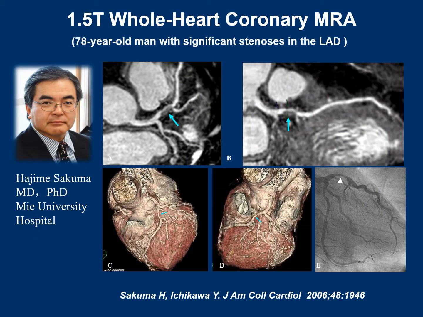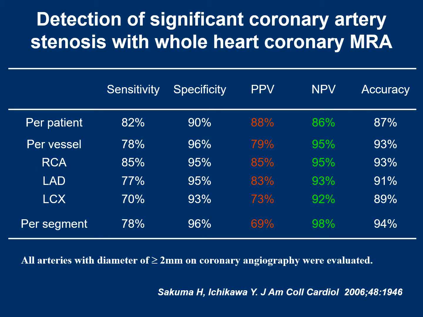There are several important clinical studies using coronary MRA both at 1.5T and 3T. Here's the 1.5T clinical study led by Dr. Sakuma from Japan. They used three-dimensional coronary MRA, covered the entire heart in more than 100 patients. In their study, they proved that whole-heart coronary MRA allows for non-invasive detection of significant narrowing in the segments with a diameter of more than 2 mm, with moderate sensitivity and high specificity.